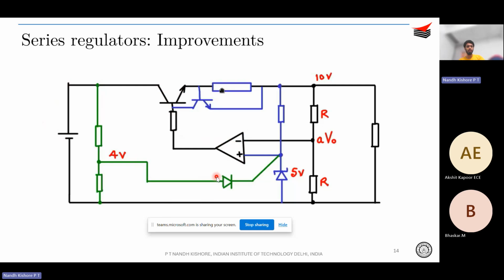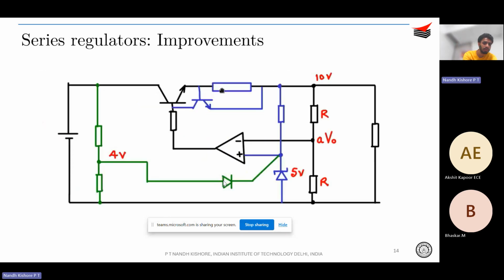This ensures that during starting, since your V naught has not yet built up, the circuit has to operate, right? So during starting, you take a tapping from the input and give it to the plus terminal of the op amp. However, once your output builds up, your VZ becomes more than your V in, therefore this diode goes into reverse bias mode, right?